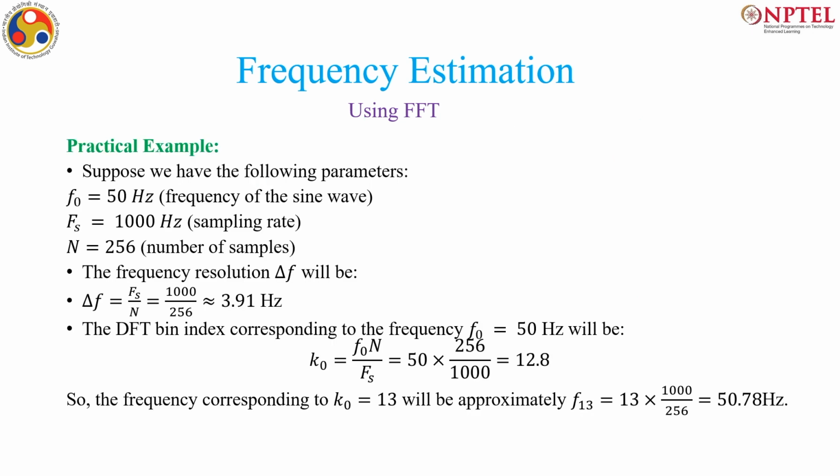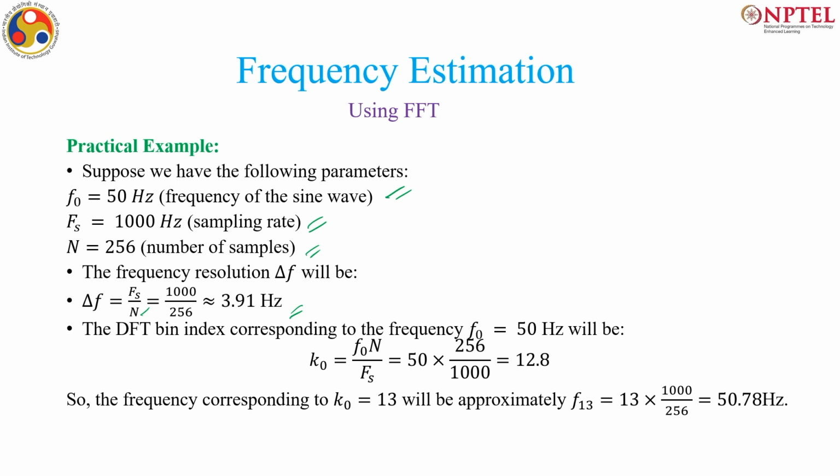So, for practical purposes, let us try to see an example. Here we have this signal of 50 hertz and I have a sampling rate of 1000, and 1000 is much greater than 100. So, the Nyquist criterion is valid here, and then I am taking 256 samples. Great. So, what should be my frequency resolution, which is Fs by n, which is roughly 3.91 hertz.